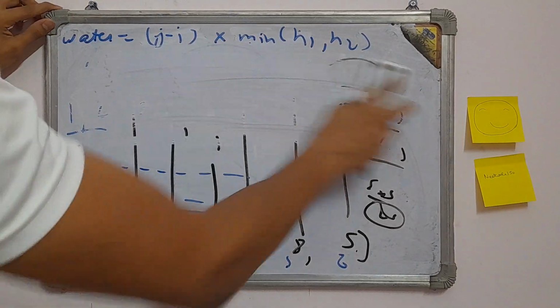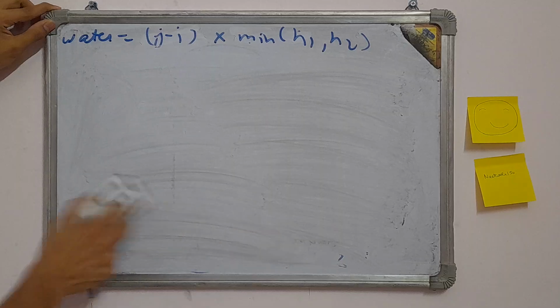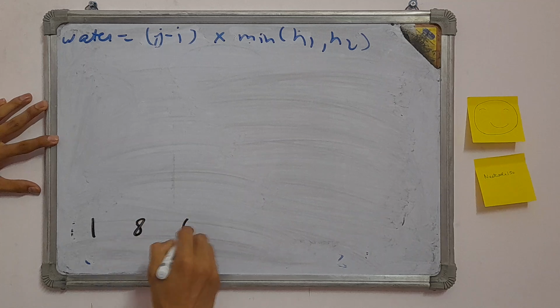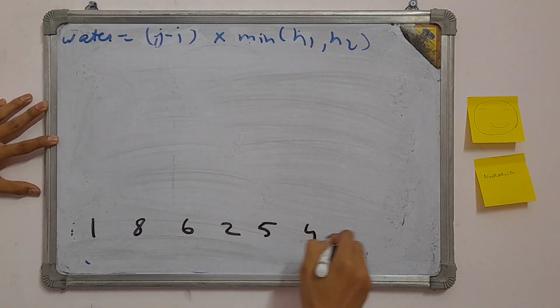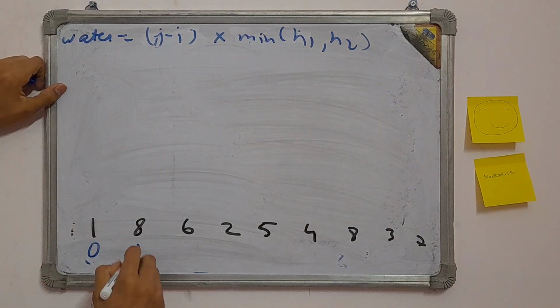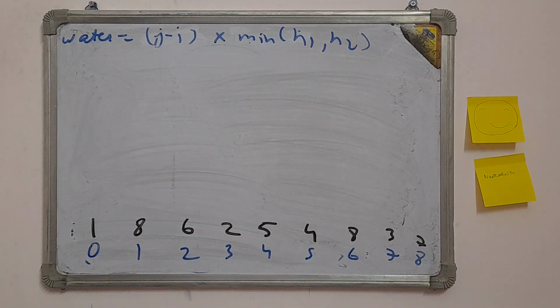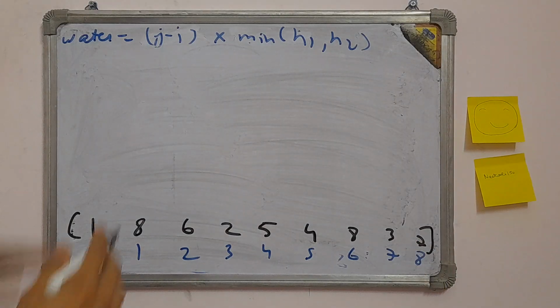So let's take another example, and now we will try the optimal way. Let's say the array is 1, 8, 6, 2, and 5, 4, 8, 3, 7. We will add the index as well so that we can compare the distance: 0, 1, 2, 3, 4, 5, 6, 7, 8. Okay, this is the array. Let me make a bracket so that you don't get confused. Now let's make the towers.